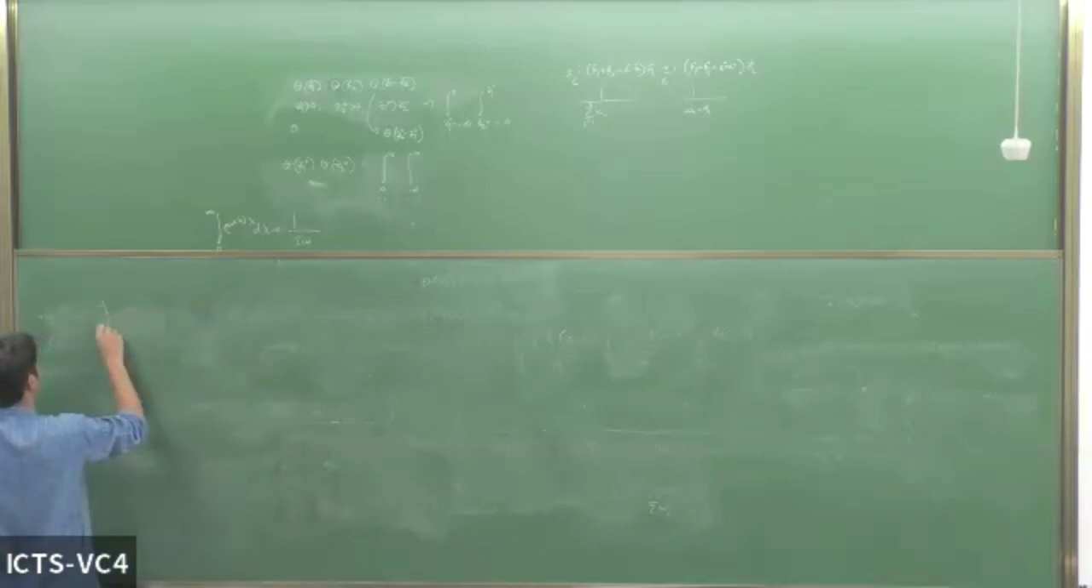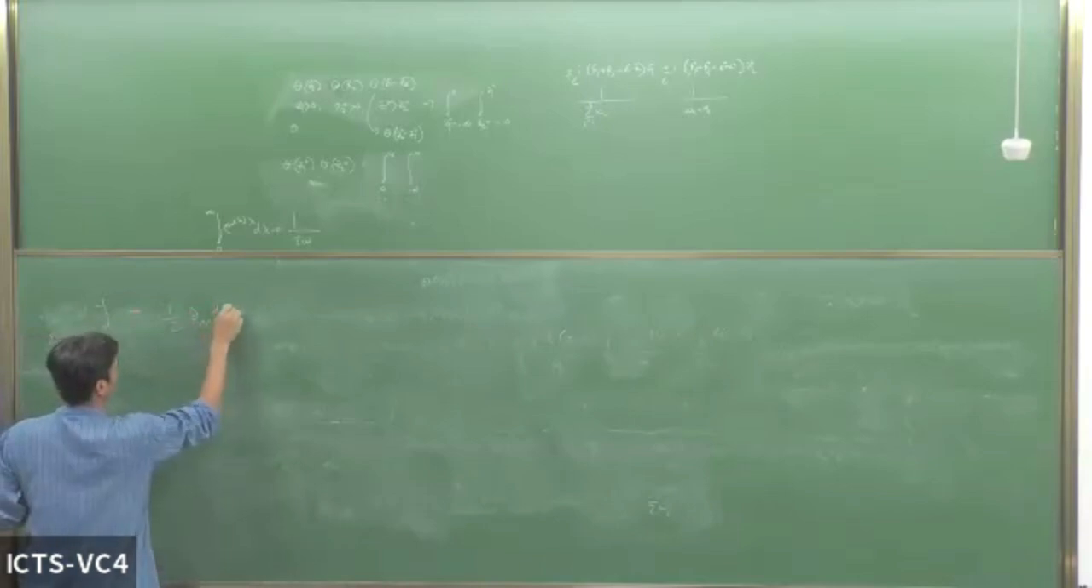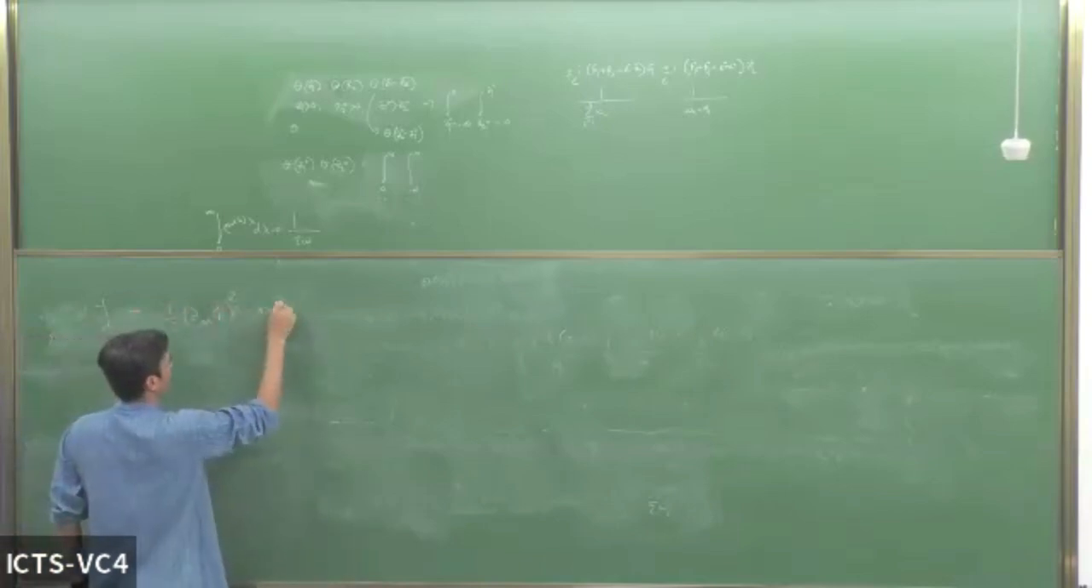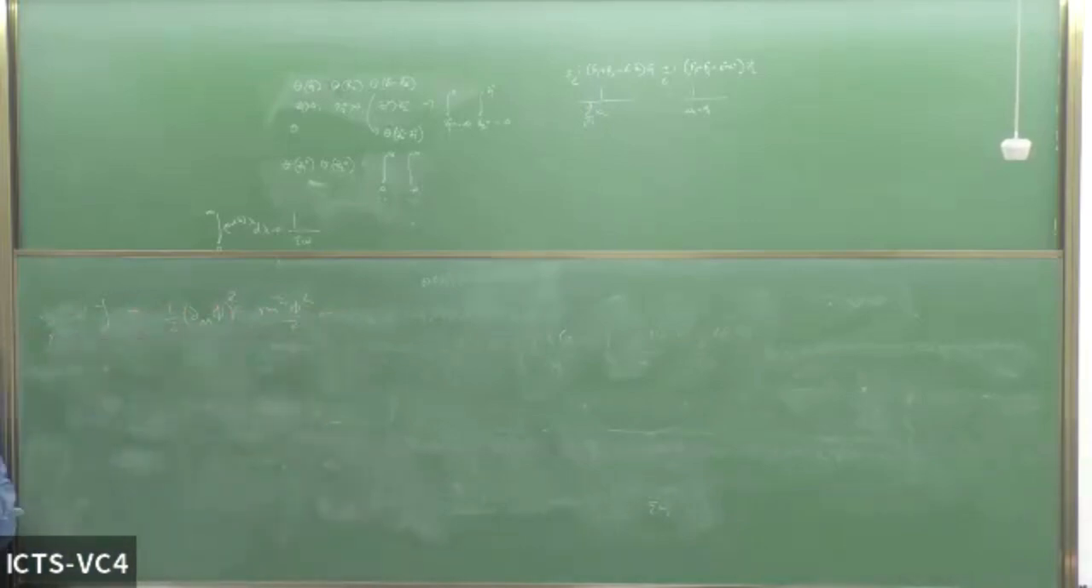For example, in the phi to the 4 theory, we said, we had some Lagrangian.